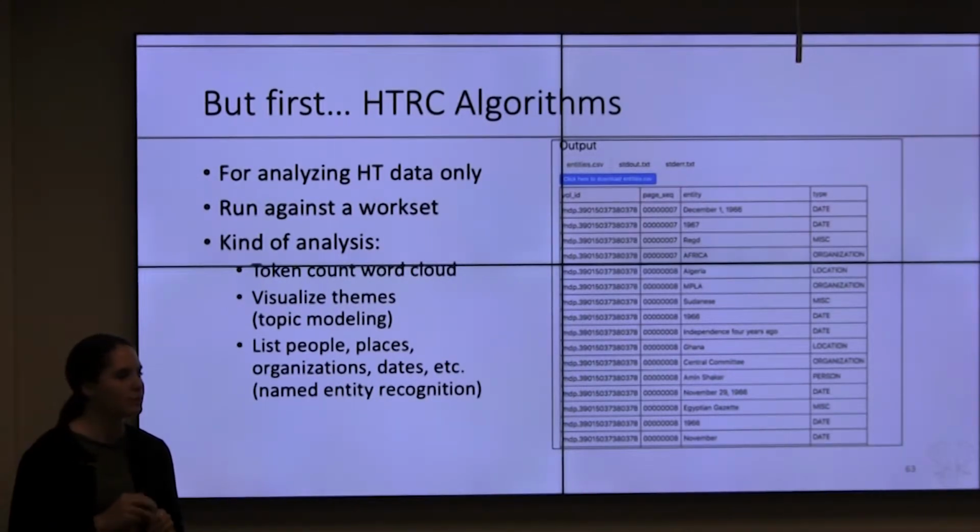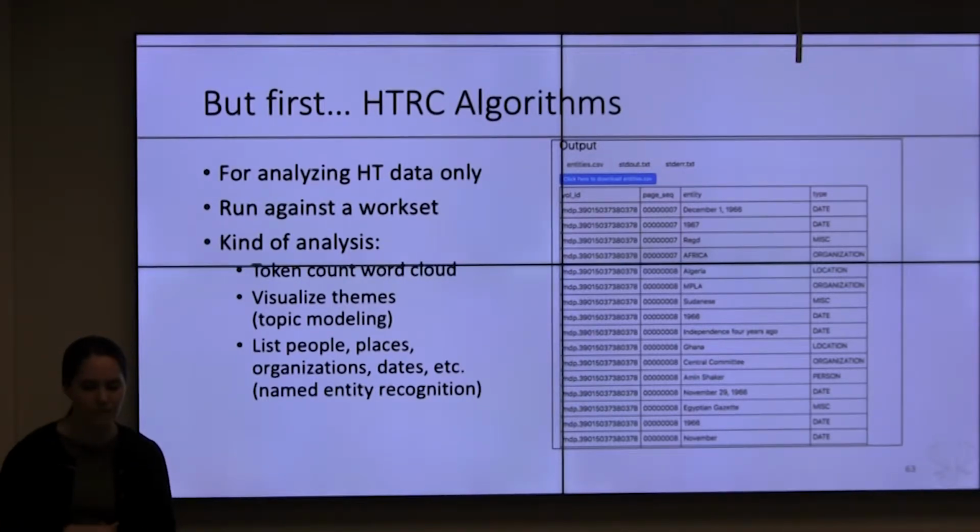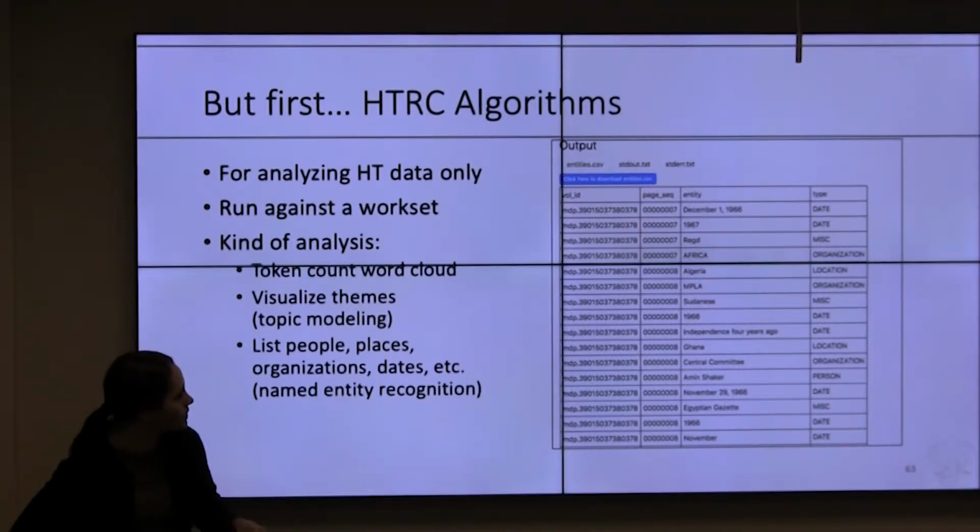You can use a topic modeling algorithm, if you're familiar with topic modeling, to explore some of the themes and topics that might be in your work set. Or you can do named entity extraction. So if you wanted to do NER and you didn't want to have to write any code on your own, you could pretty quickly just grab out the named entities from your collection. So that's the example that you see on the screen.